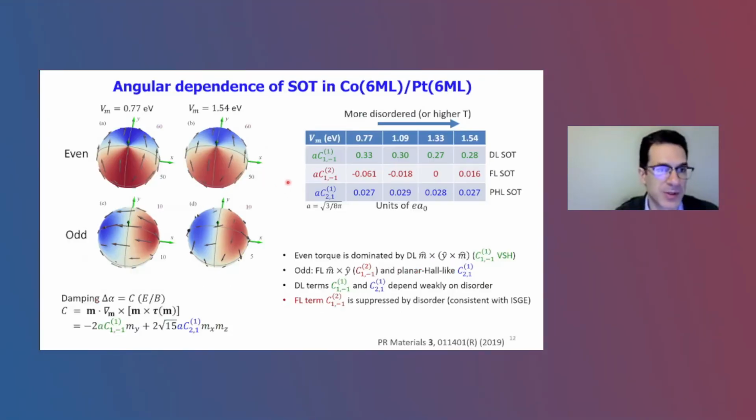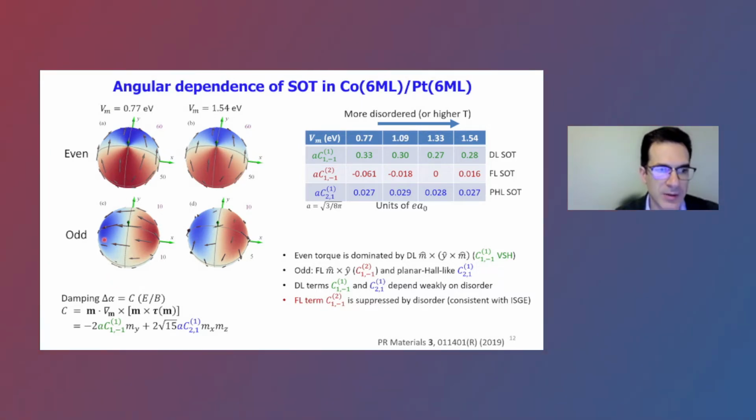to get an accurate result. So this is the result for the angular dependence of spin-orbit torque in this cobalt-platinum bilayer. Each arrow here shows a calculated point. And here the even and odd parts are separated. We can see that the even part looks essentially like the conventional damping-like torque. All the arrows point towards the y-axis.